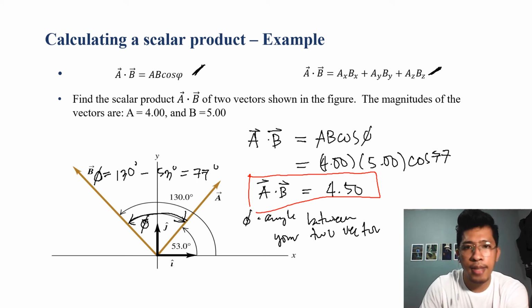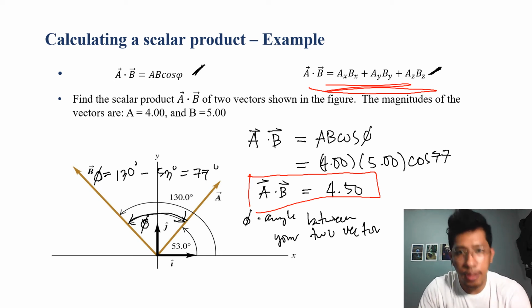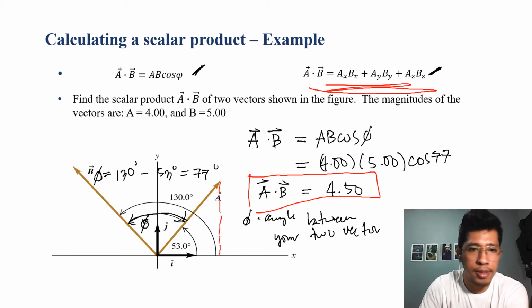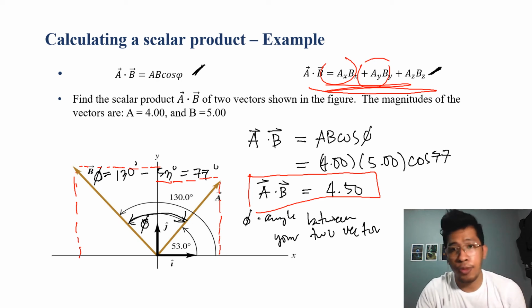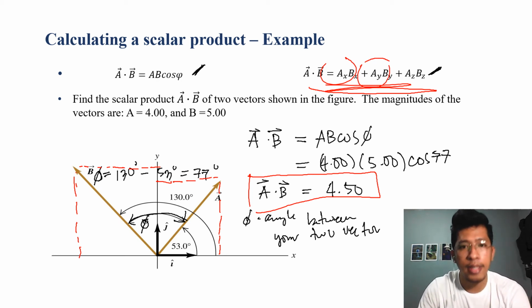You should also be getting the same answer even if you're going to use this formula here. You find the x and y components. So we project first your a onto the x and then your a onto the y. The same case here: project your b onto the x-axis and then project your b on the y-axis. Multiply the ax and bx components. Then you add it with your ay by components. You can check it yourself to see if indeed the answer is still 4.50 even if you're going to use this other formula here.